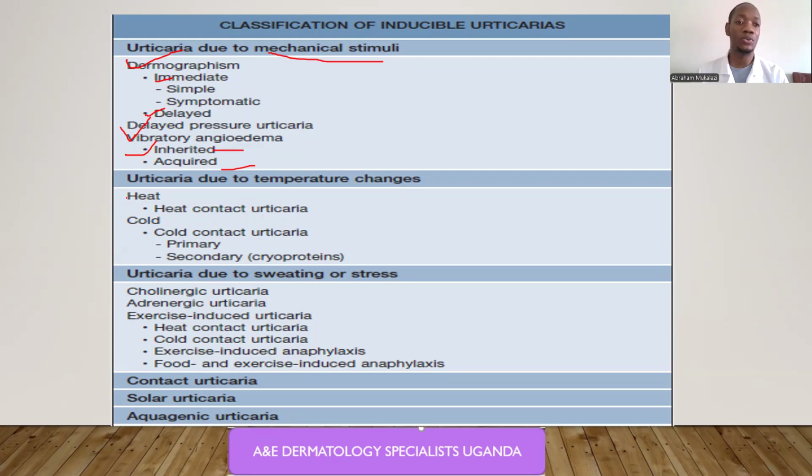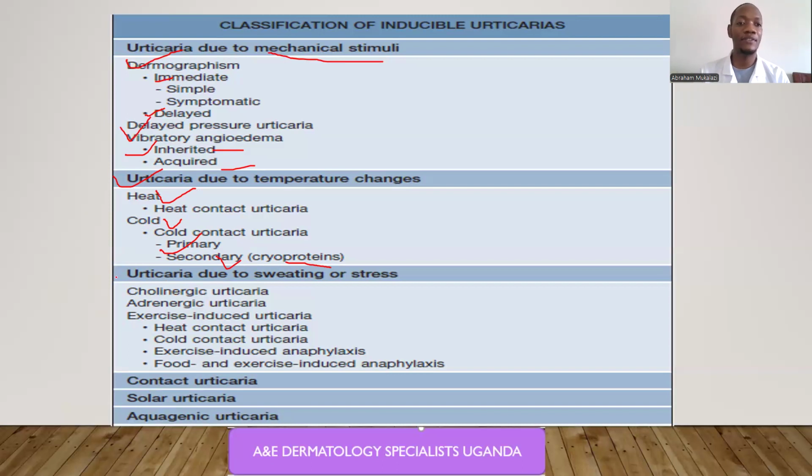Then urticaria can also be due to temperature changes. In this case, we can have heat urticaria or heat-induced urticaria, or we can also have cold-induced urticaria. So the heat-induced urticaria is usually the heat contact urticaria, and for the cold urticaria, it can either be primary or secondary. It is primary if it is purely the coldness that is triggering the urticaria, but it can be secondary in case someone has other paraprotein disorders or cryoprotein disorders that usually respond to cold, then resulting into development of urticaria. In that case, it will be secondary.